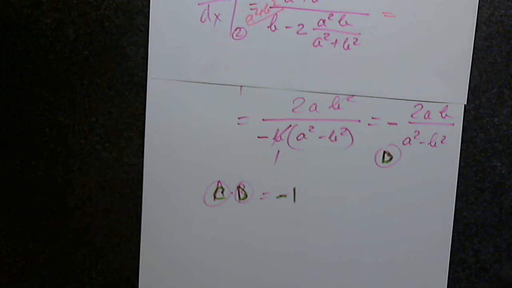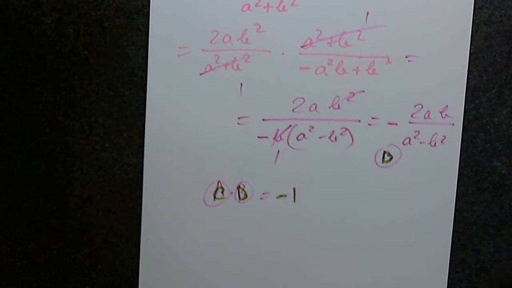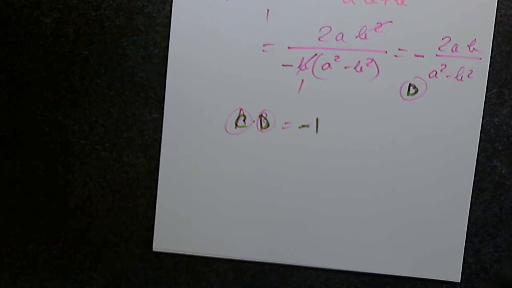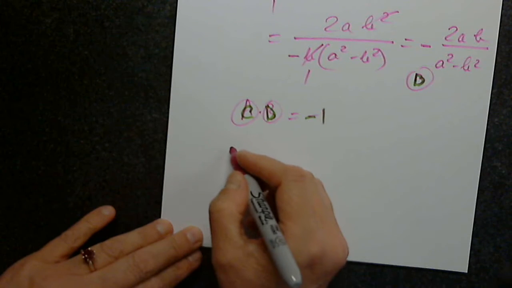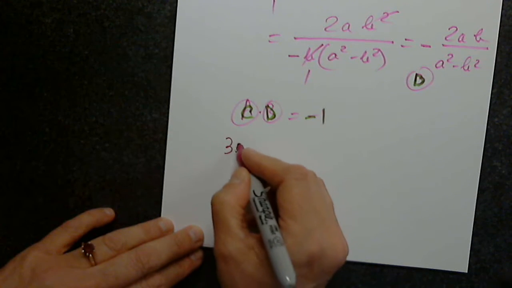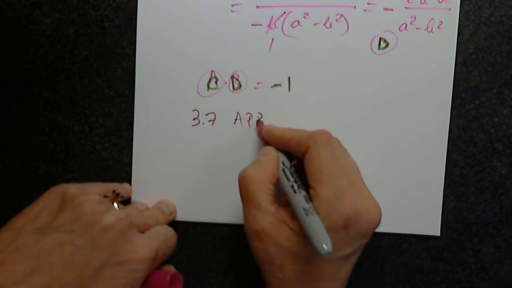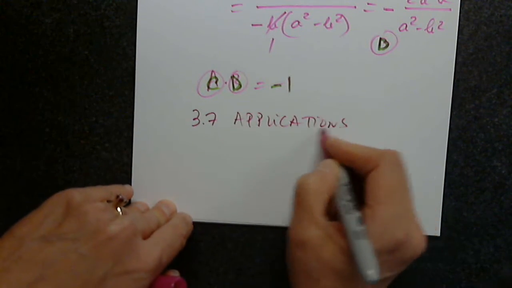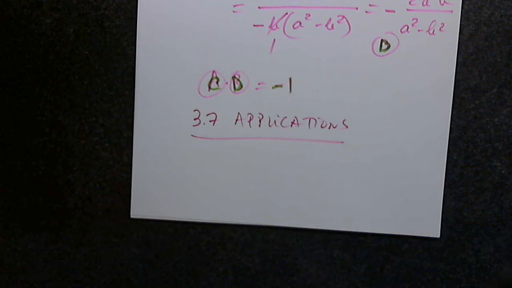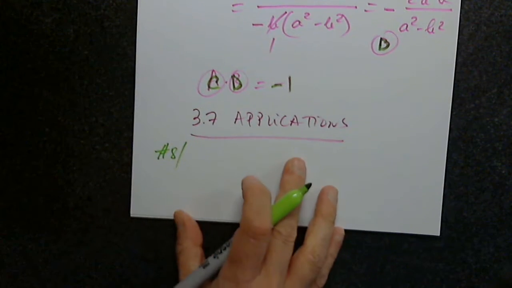Good. So I'd like to look at some word problems now. Nothing fancy for now. Let's just look at number 8 on page 234. So the next section, which is 3.7, is just applications in real life situations. Applications. Okay, so let's look at number 8 on page 234.